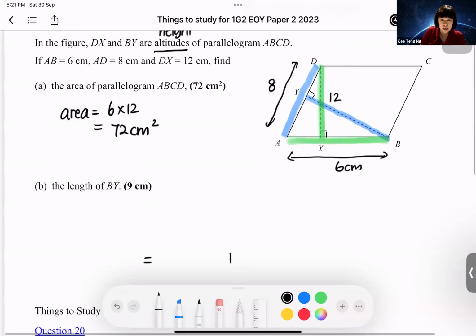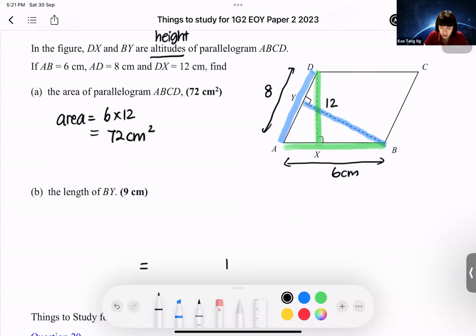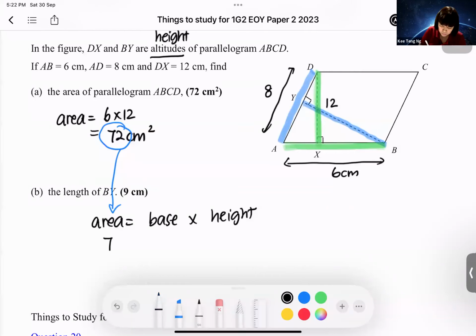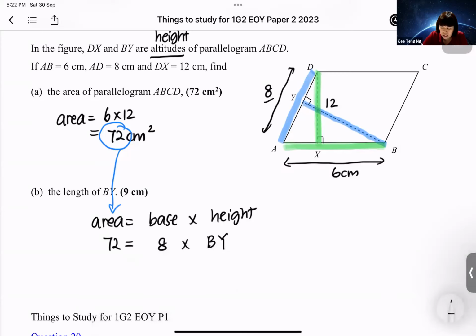Okay, now I want to find the length of BY, right? So I need to use my area. I already know previously, area of my parallelogram equals base times height. So my area of parallelogram, we found it to be 72. Let's use this. And now I want to find BY. If I want to find BY, that's the blue color. So I need to use which base? I should use the blue one, right? The blue base, which is 8 cm over here, times a height that I want to find, which is BY. So in this case, to find BY, I divide by 8, and that gives me the answer, 9 cm.